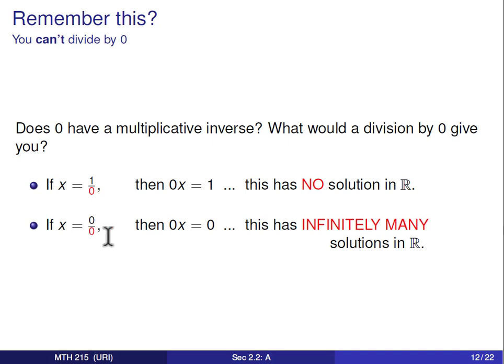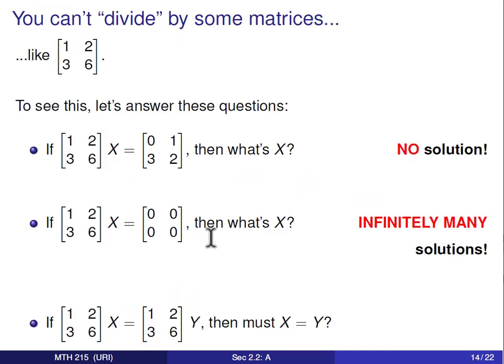Now, infinitely many solutions was the situation that happened when you tried to solve 0x equals 0. And so we do see a correspondence there as well. And so, so far, having [1, 2; 3, 6] as the matrix is starting to behave a lot like the situation where you have an equation with a 0 on the left-hand side, 0 times a real number.